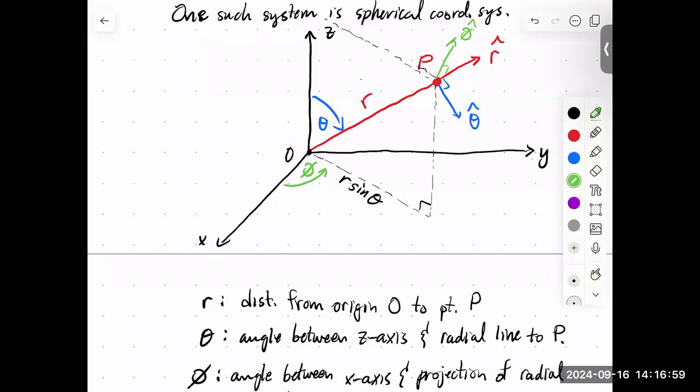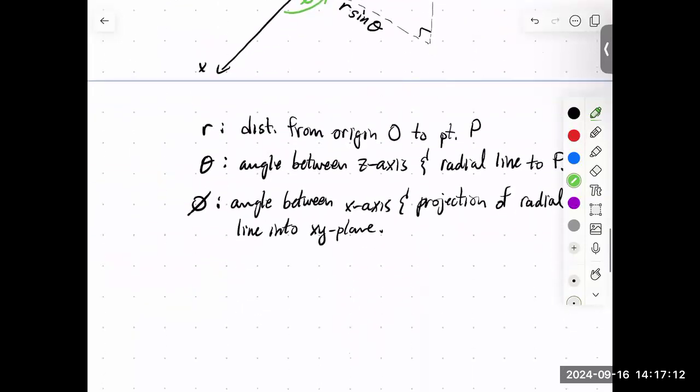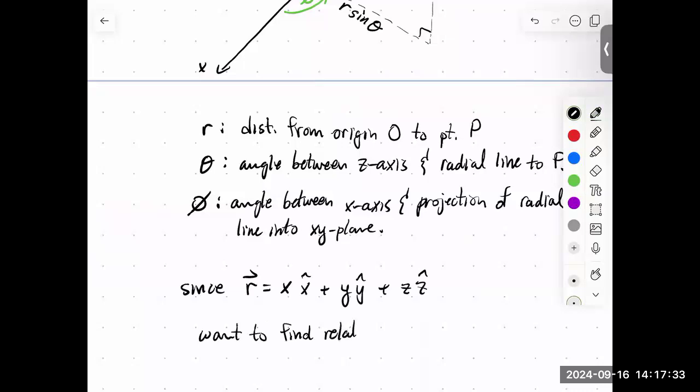So what we're going to do is we're going to try to come up with a way of converting between, say, our usual Cartesian coordinates and these spherical coordinates. So since r in Cartesian coordinates is x times x hat plus y times y hat plus z times z hat, we want to find a relationship, or let's say relationships, between x, y, z and our new coordinates r, theta, phi. All right.